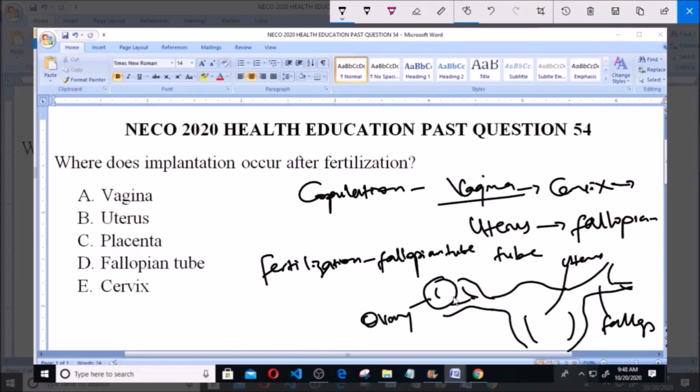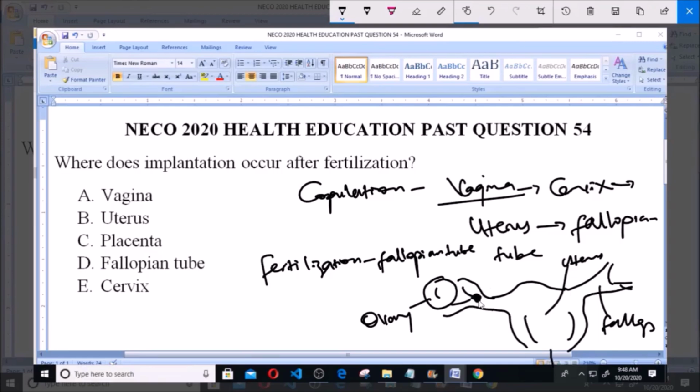Now, the egg will be released from this ovary into the fallopian tube. When the sperm travels through the vagina and the cervix and through the uterus to this fallopian tube, it goes to fertilize the egg here. Once this egg becomes fertilized, it becomes a zygote.